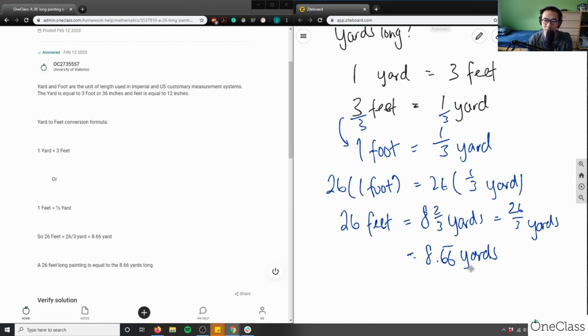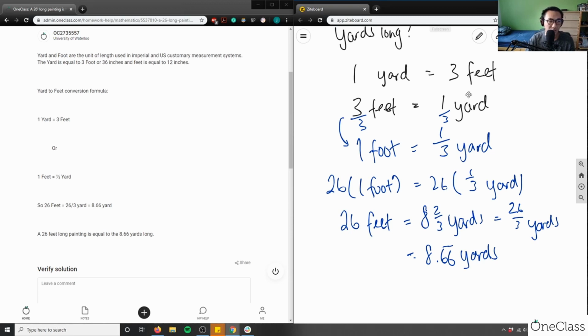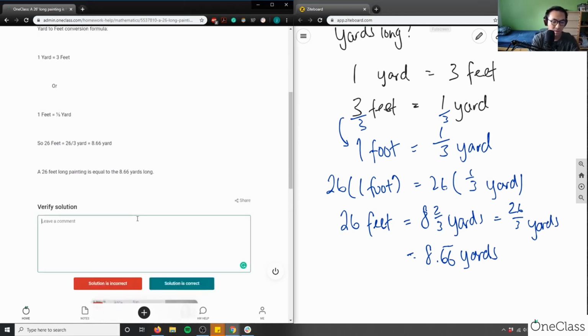That's awesome, which equals 8.66 yards, which means a 26-foot painting is equal to 8.66 yards long. So this is a perfect solution. This is exactly what I would have done as well, and that's what I showed you here. So I'm going to write here, this is a perfect solution, great step-by-step analysis. I'm going to write that, and I'm going to say the solution is correct.